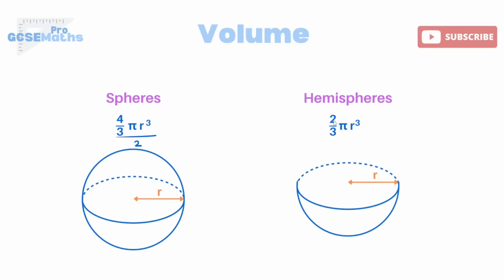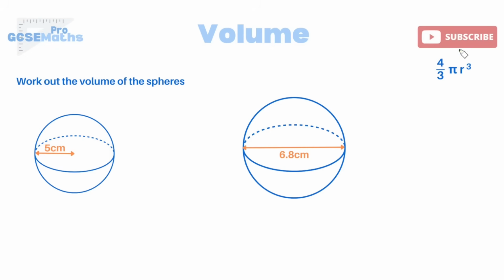Technically, that would be 2/3 instead of 4/3, but if you prefer to just work out a whole sphere and then halve it, that's also fine. So the correct formula will be up in the corner of each of our questions. First of all, we need to work out the volume of the spheres that we've got here.